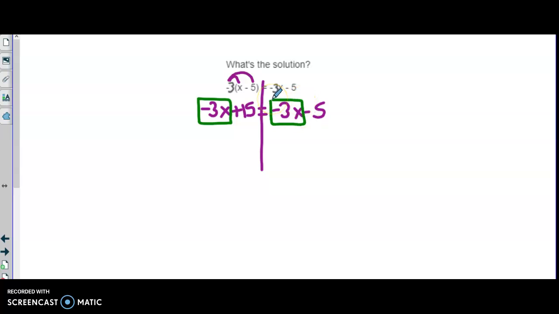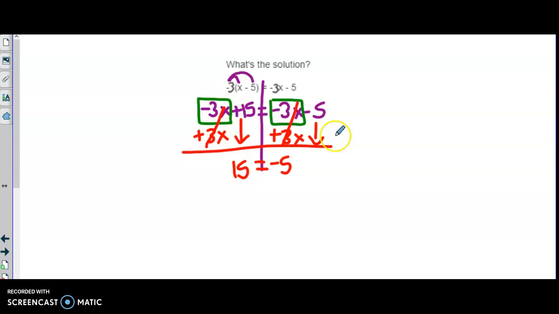They're on opposite sides of the line, so I do have to do opposite operations. I can't just combine those because they are not on the same side. So the opposite of -3 is to add 3. I'm going to add 3 x's to each side. -3x plus 3x is 0. That cancels. I'm going to bring my -5 straight down. -3x plus 3x, that's also 0. That cancels. So I'm going to bring my 15 straight down.